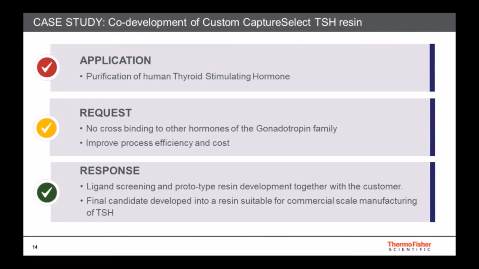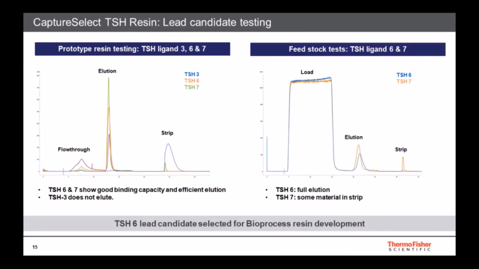And so through screening of ligands, and actually it was an existing library that we had, in prototype development, we were able to achieve a commercial resin for this customer that met those needs. Some of the data is presented here, and you can see on the graph on the left, it shows 3 different prototypes, TSH 3, 6, and 7, and the chromatograms associated with that and their separation.